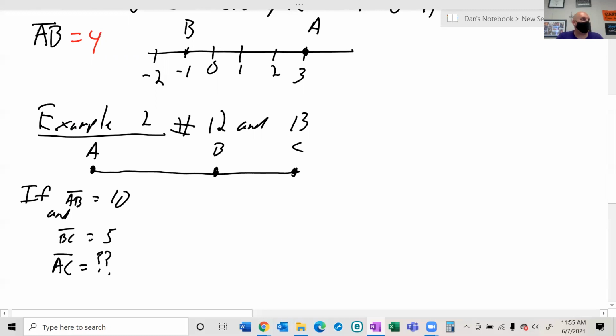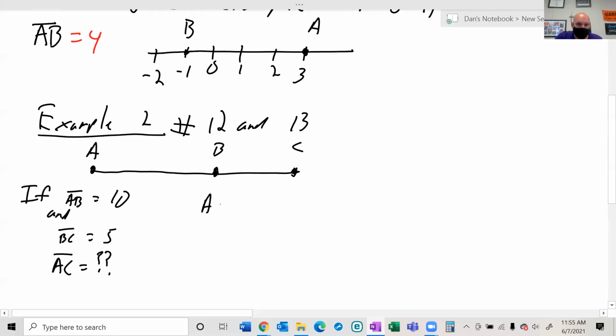Let's see if we can figure that out. From A to B is 10. From B to C is 5. What would A to C equal? Just shout it out. 15, right? Because it's saying, oh, look, this part's 10. This part's 5. The whole thing is 15. Easy enough, right?